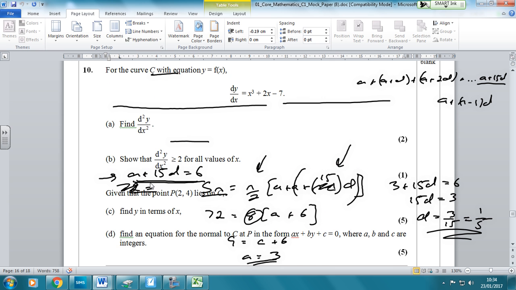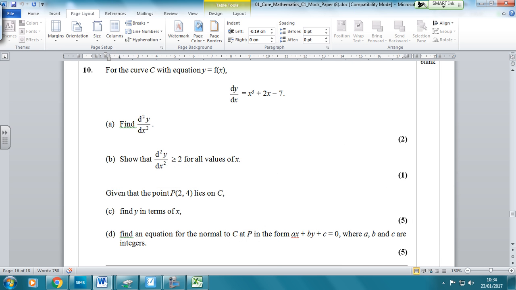Okay, and then the final question. And again, a lot of people got a lot of marks on this, so I was happy with this. So we've got dy by dx, and then we've got to find d2y by dx squared. So that just means we differentiate it again. So x cubed goes to 3x squared. 2x just goes to plus 2. And remember that 7, because it's not got any x on, just disappears.